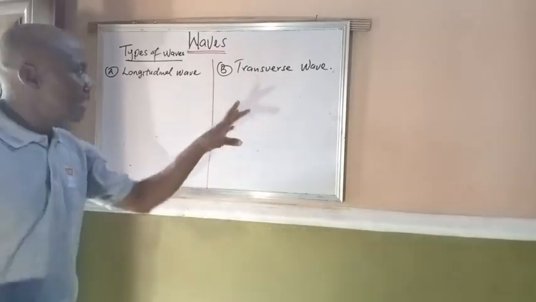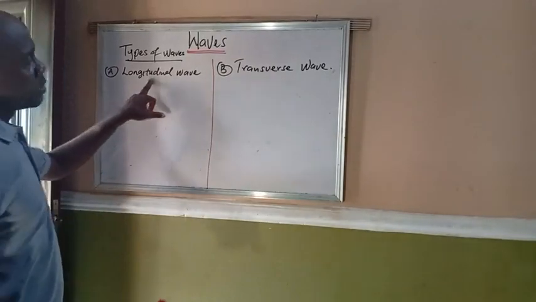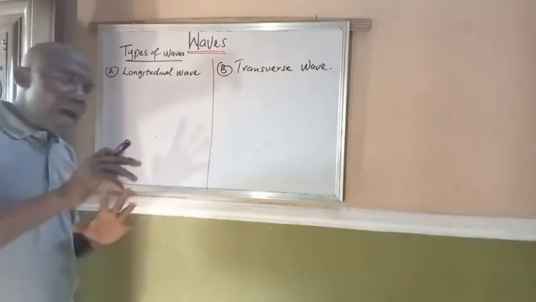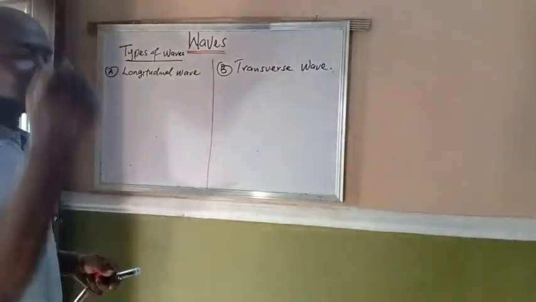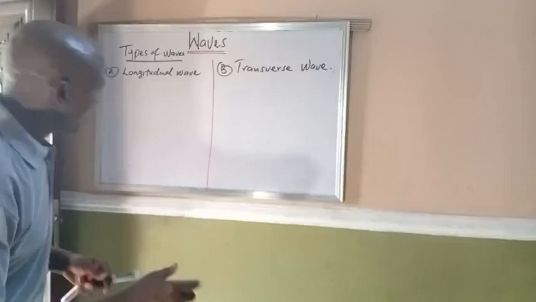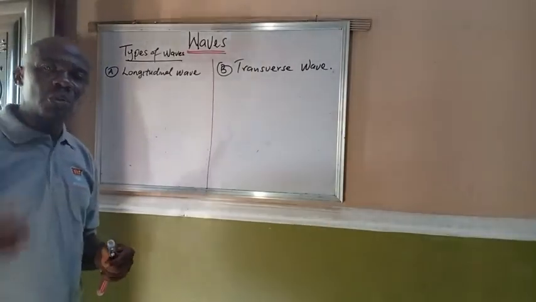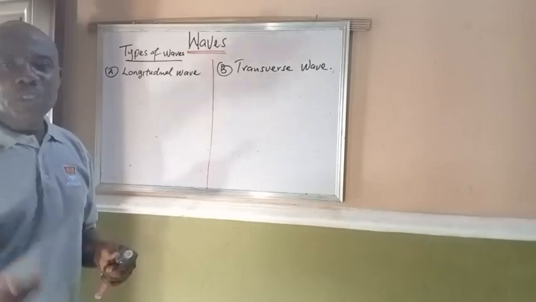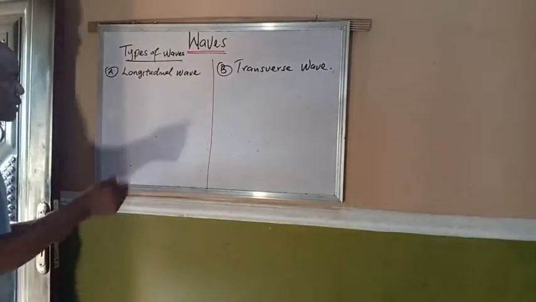But basically, for this class, we want to look at the two types of waves, and that is longitudinal wave and transverse wave. All right, so I'll just explain the fundamentals of the two waves. Let's start with longitudinal wave. When you talk about longitudinal wave, we are talking about a wave in which the particles of vibration travel parallel to the direction of propagation. What am I saying? Let's look at this.